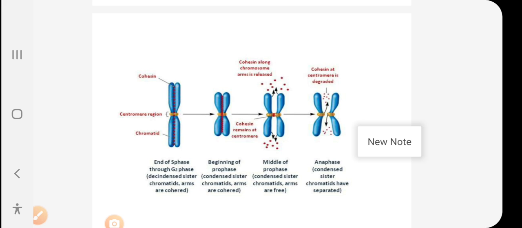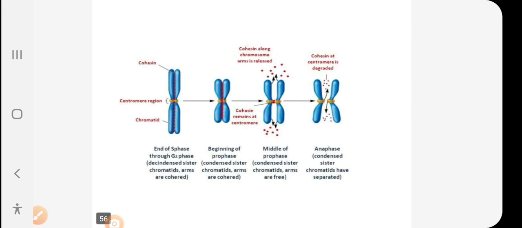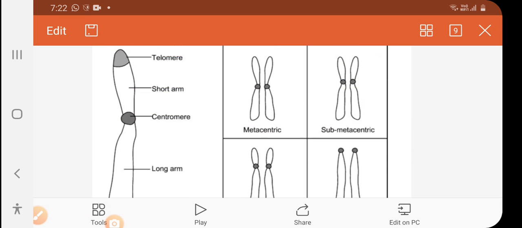Chromomeres are the coilings of the chromonemata. They look like beads, altogether like beads together. These coilings or beads of the chromonemata are called chromomeres. Just remember it. So this is the structure of a chromosome.